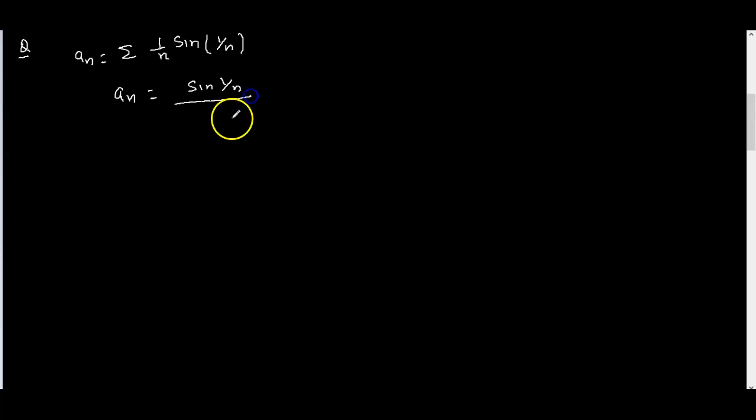Next question, if you are given the summation of 1 upon n times sine of 1 by n. This is the n given. So tell me which method you can use. Just leave the summation here. Given sine of 1 by n upon n. Which method can you apply here?